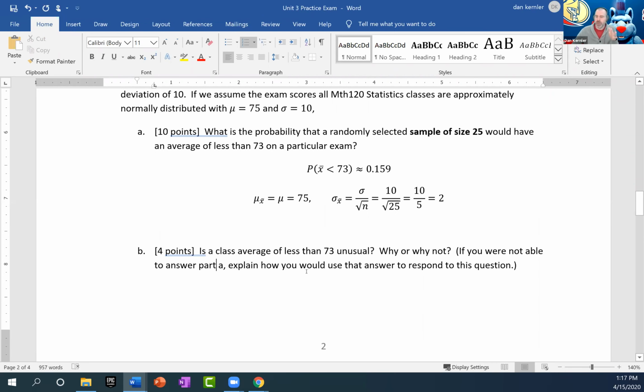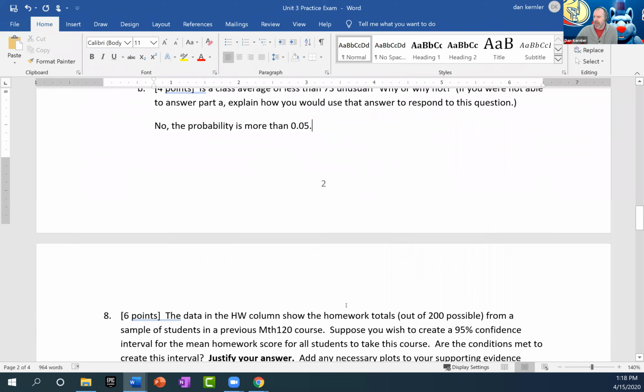Well, remember our unusual threshold is 0.05 if it happens about less than 5% of the time. And this happens about 16% of the time. So a little rare, but not unusual. And so we would say no, the probability is more than 0.05. So that's 7. Are we good on 7, Brittany? Does that clarify that one? All right, great.